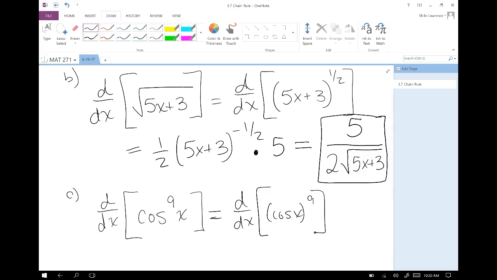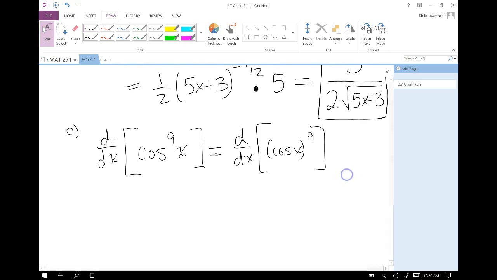So it is a composite. Cosine has its own derivative rules, ninth power has its own derivative rules. One is plugged into the other. So to find the derivative, we're going to start with the derivative of the outside. So with old power out front, rewrite your same exact base. New power is one smaller. And then multiplied by the derivative of the inside stuff.